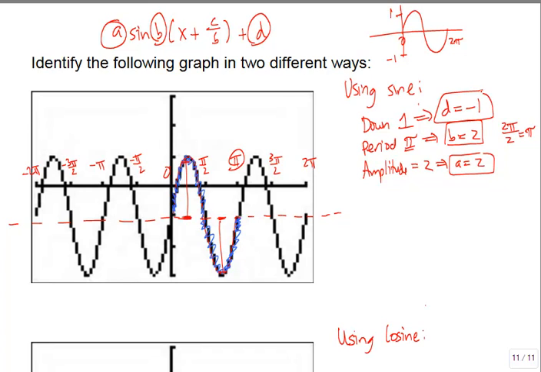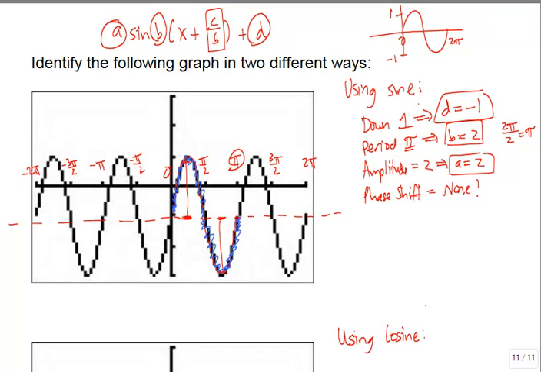The last thing we need to worry about is the phase shift. Is there a phase shift at all? Have I shifted my graph to the left or to the right? And in this case, no, it's still starting on that y-axis. I shifted it down, but I didn't shift it to the right or to the left at all. So there is no phase shift, so I don't have to worry about that.